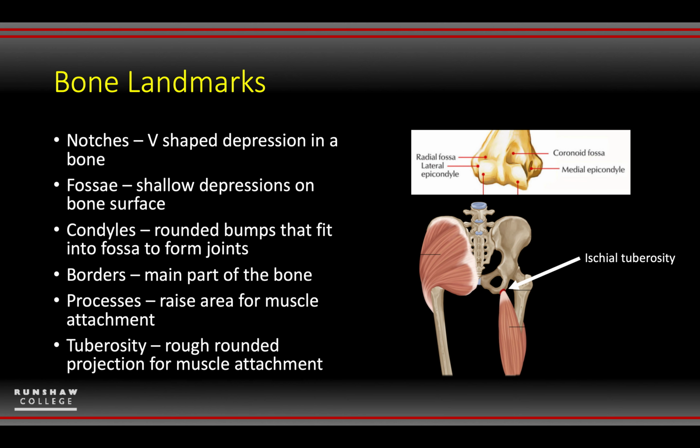And the last one is a tuberosity. So at the moment, if you're sat down, you will be sitting down on your ischial tuberosity, which attaches hamstrings and things like that to the body. So that tuberosity is like a projection, quite a rough section of bone to help with muscle attachment.